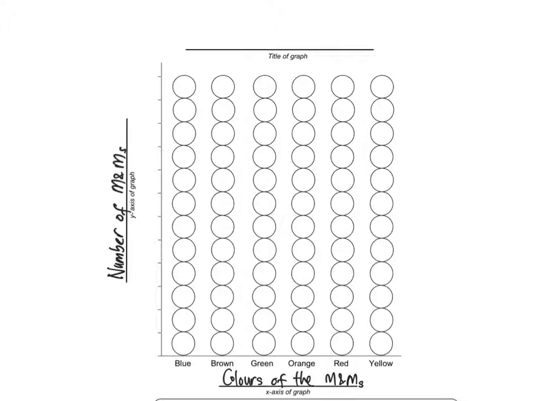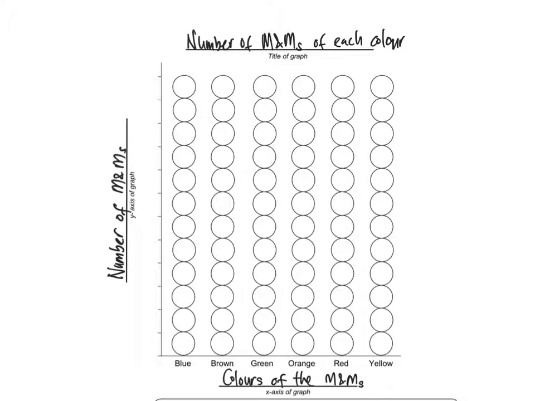So the title of the graph will be: number of M&Ms of each color. Okay, number of M&Ms of each color. So you can tell which color has which number.